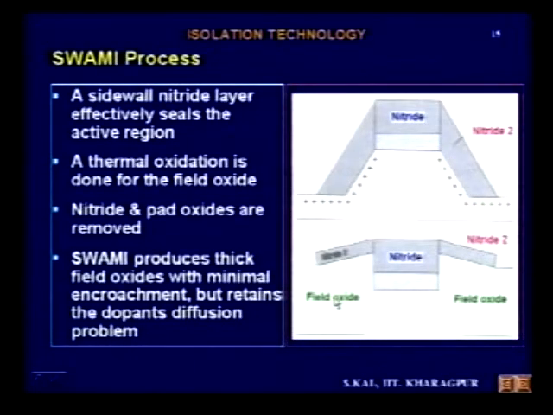After the field oxide is grown, this nitride layer, that means this nitride and this nitride, nitride 2 and nitride 1, both are removed. Then the pad layer oxide is removed. Then you are getting the active layer. Okay. So in this way you can create the silicon islands, where you can form the active components of the device without lateral encroachment and without disturbing the surface planarity.